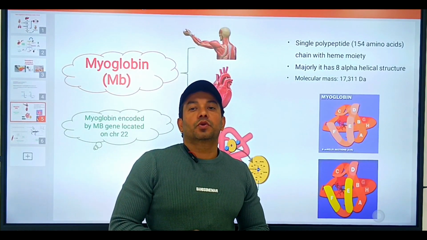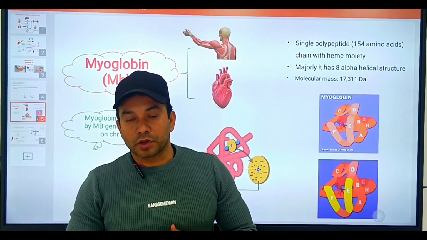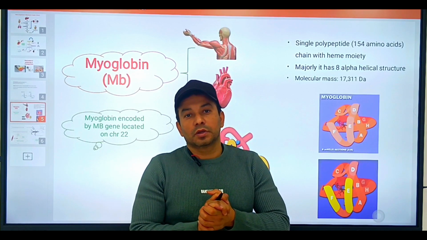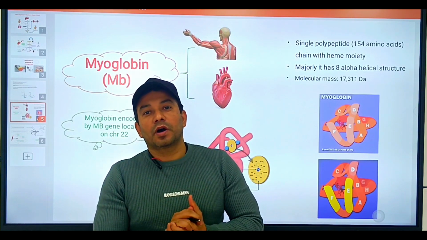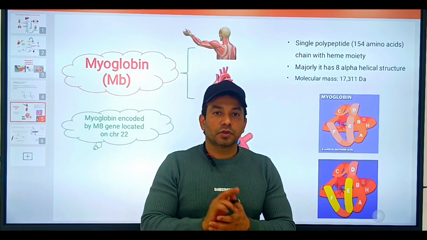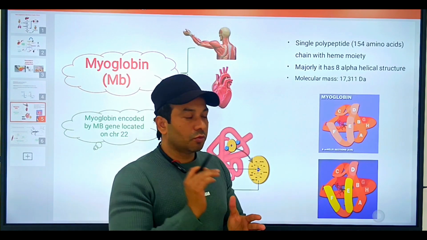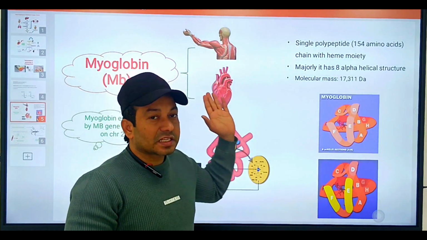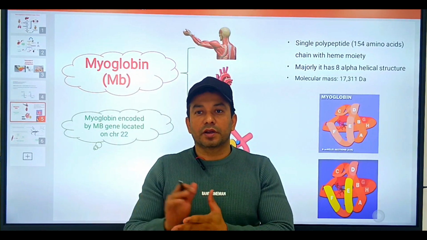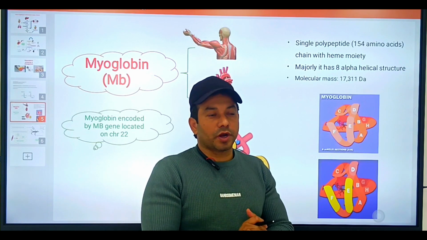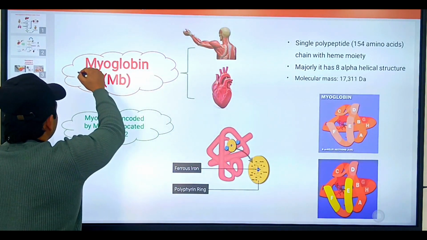Dear students, today we are going to talk about the myoglobin protein. Last time we learned about hemoglobin. In hemoglobin, you learn there are 2 alpha and 2 beta globin proteins with 4 heme moieties, all together making the hemoglobin molecule. But in the case of myoglobin, it is a little bit different. Here you will have only one protein molecule and only one heme moiety. So let's see about myoglobin.